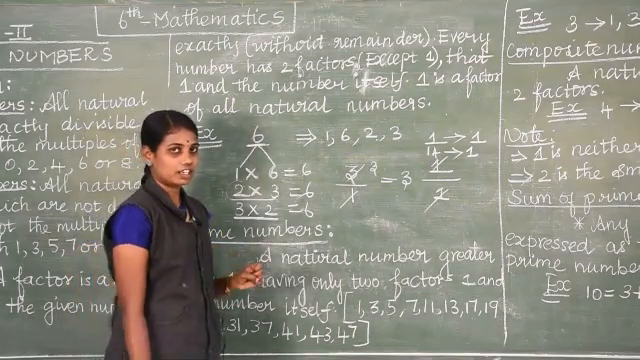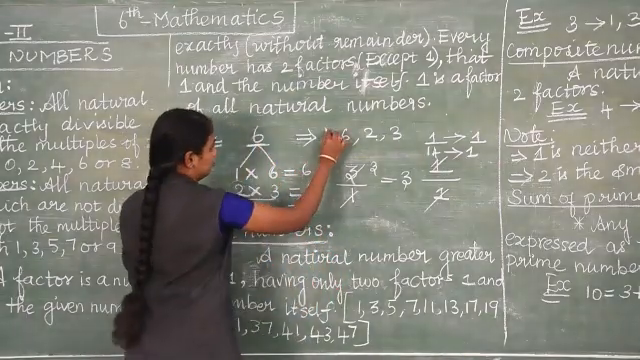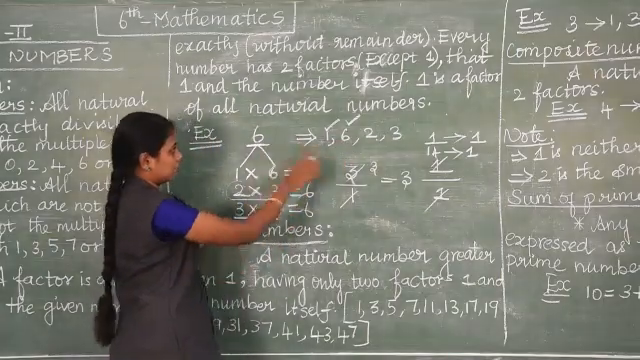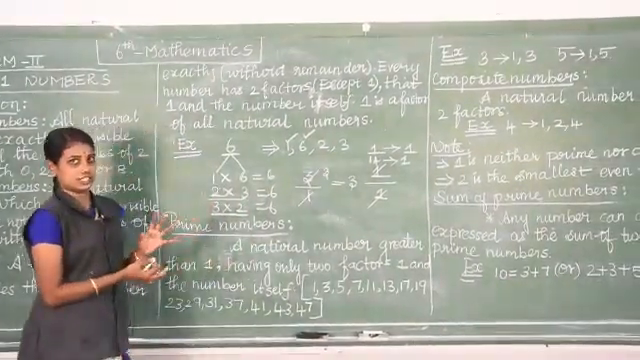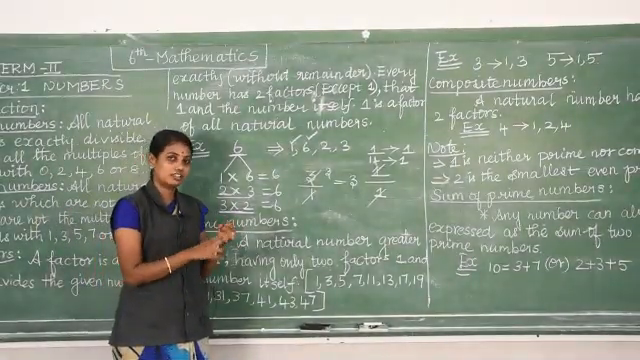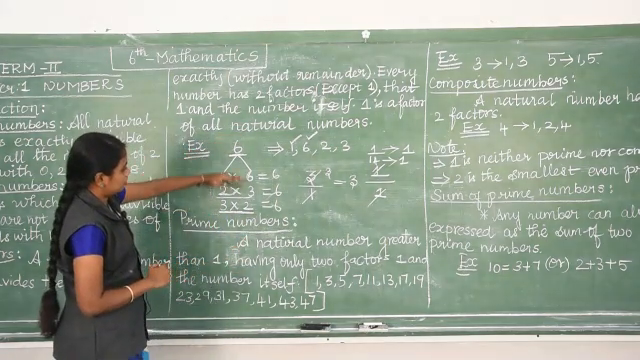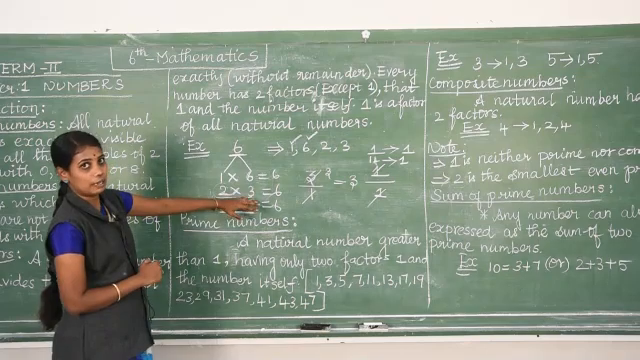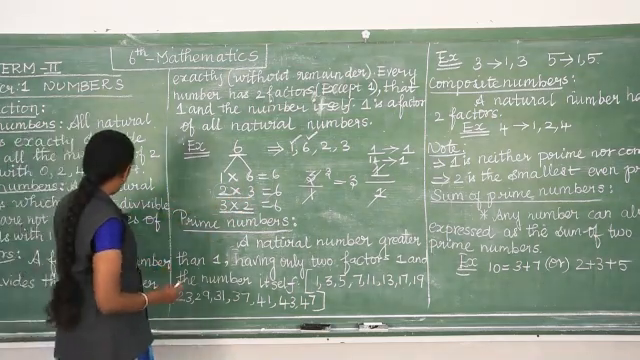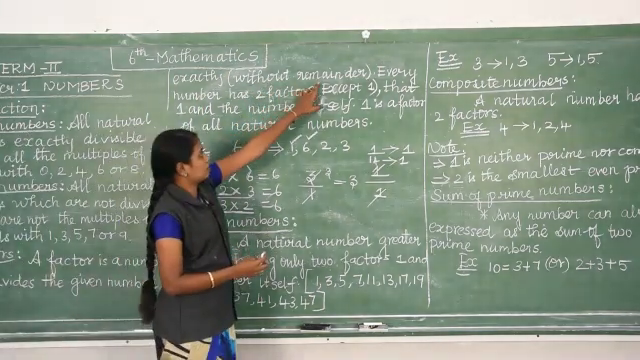Very easy clue: for every number, 1 is a factor and the number itself. See here, for 6 also, 1 and the number itself, 6. Other than that we will have other factors. So how can you find them? Going by the tables, 2 table or 3 table, you check one by one. Clear? That's why we use this method, multiples of numbers. Once again, a factor is a number that divides the given number exactly without remainder.